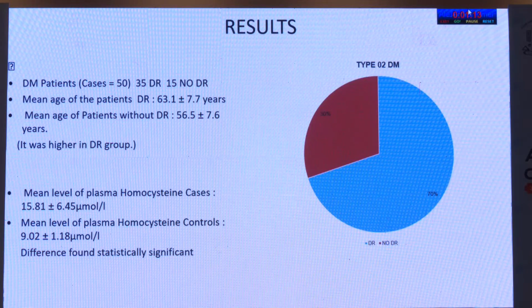The mean age of the patients with diabetic retinopathy was 63.1 plus minus 7.7 years, and that without diabetic retinopathy was 56.5 plus minus 7.6. It was higher in the diabetic retinopathy group. The mean level of plasma homocysteine in cases was 15.81 plus minus 6.45, and that of controls was 9.02 plus minus 1.18 micromole per liter. The difference was found to be statistically significant.